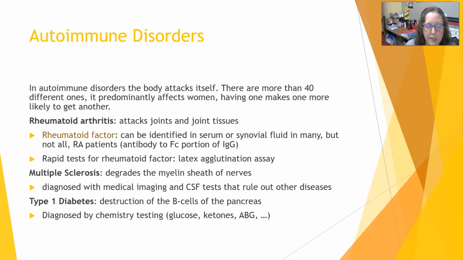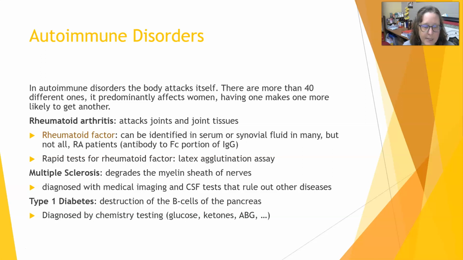In multiple sclerosis, there is a degradation of the myelin sheath of nerves, so that is the protection around your nerves that keeps the signals from getting short-circuited. Basically the same reason you have coating around wires and electricity, the same job of the myelin sheath. Multiple sclerosis is usually diagnosed with medical imaging and spinal fluid tests that rule out other diseases. You can detect IgG in the spinal fluid, but it's not diagnostic of just MS. There are other conditions that can raise the spinal fluid IgG levels.